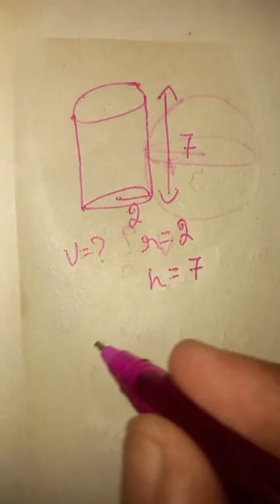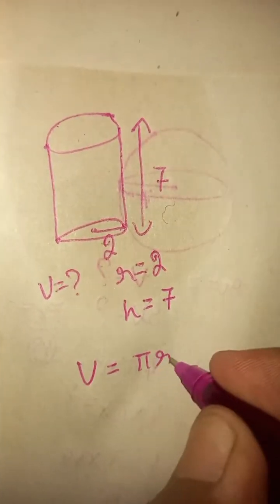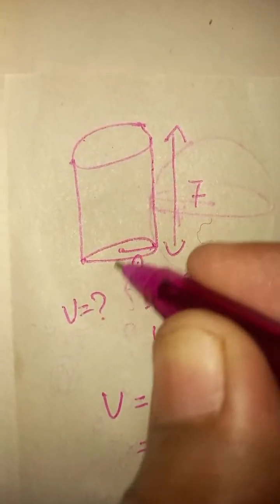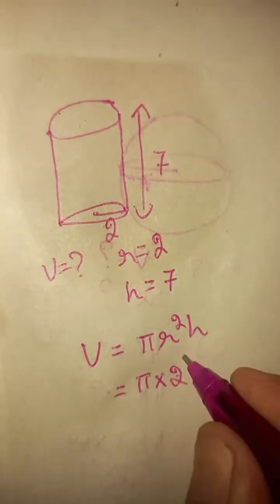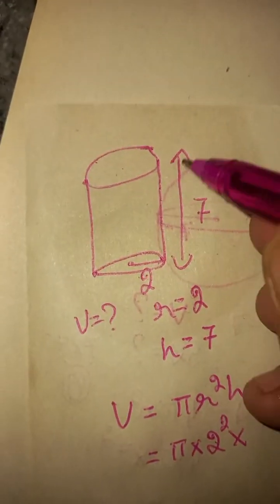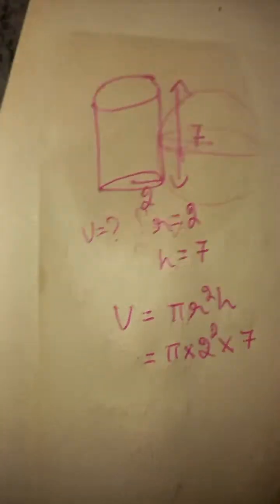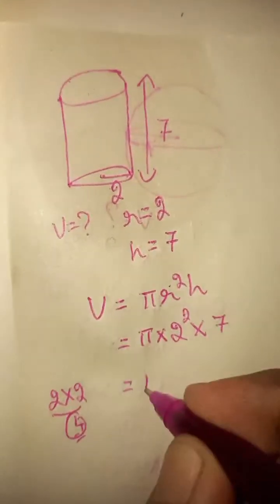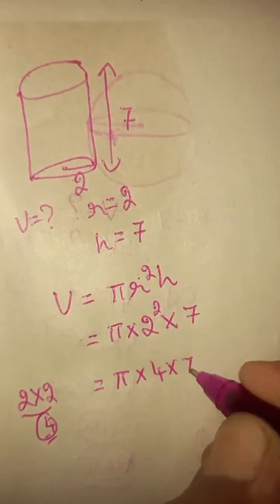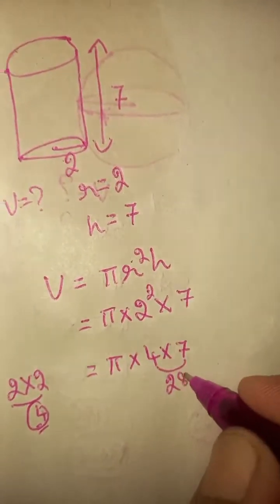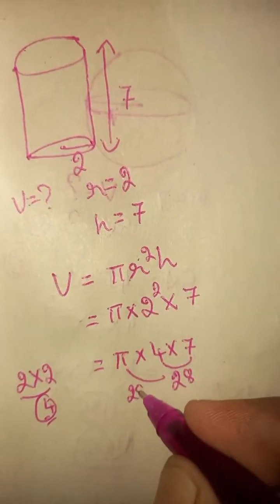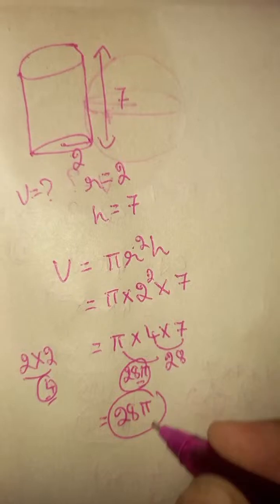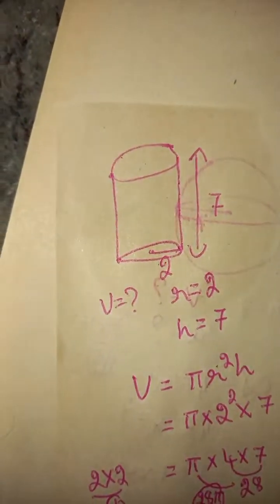Volume of a cylinder is pi r square h. So this is nothing but pi times 2 square, since the radius is 2 units, times the perpendicular height, which is 7 units. Now 2 square means 2 times 2, which is 4. So this is pi times 4 times 7. 4 times 7 is 28, so 28 pi cubic units is the actual volume of this cylinder.